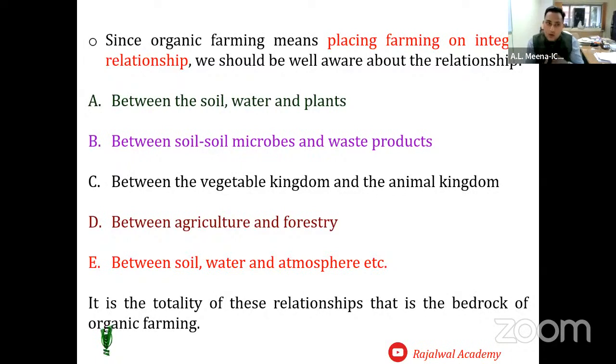We have to understand the relationship between the soil and water and plants, then soil and soil microbes, because the microbes have an integral part in organic farming. They mineralize the nutrients and provide the nutrients to the plants. So we have to understand the different relationships available in our soil environment.